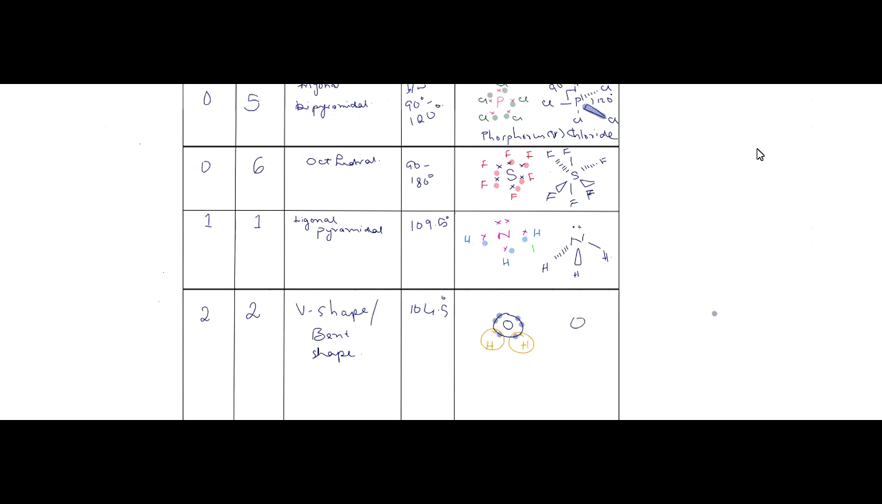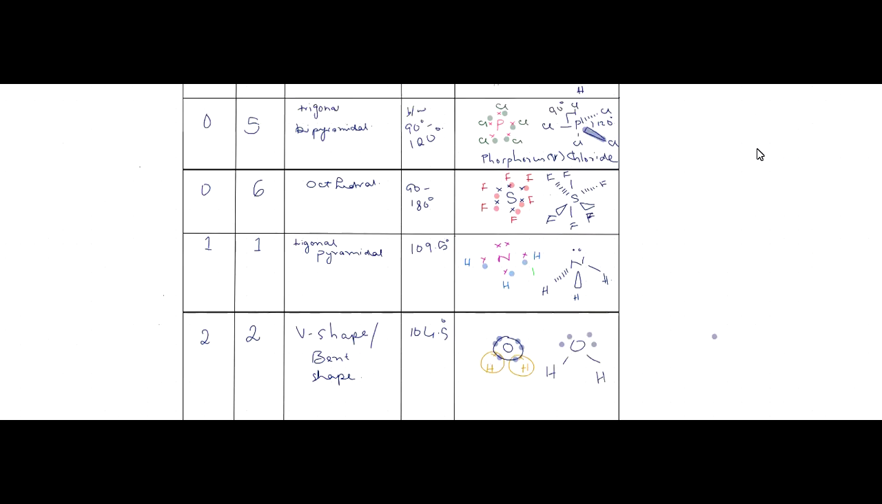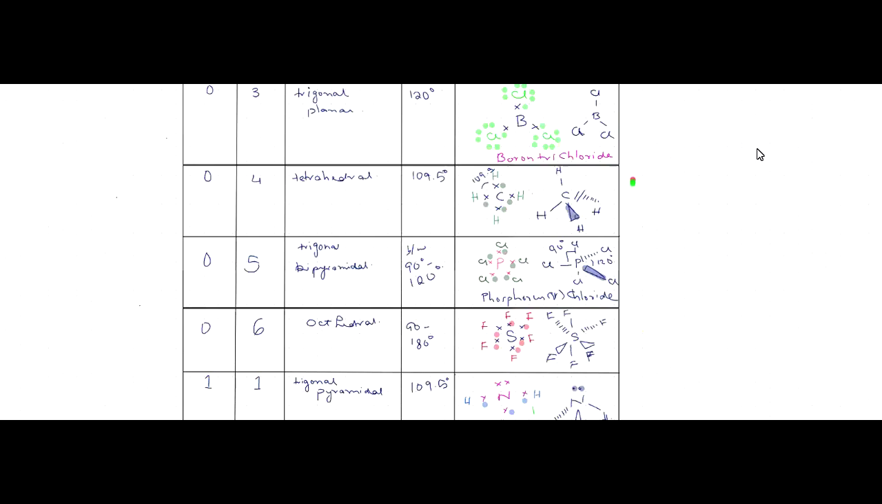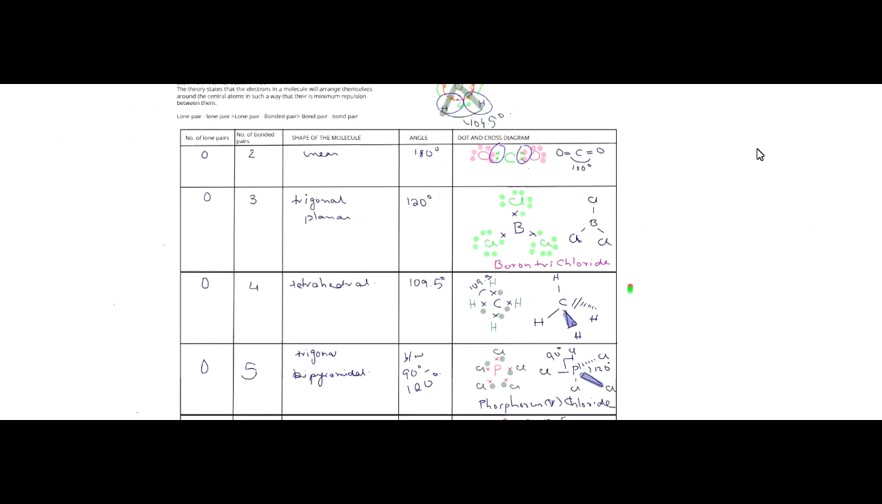In this particular case, you will be given questions where they will give you a molecule, and they will say, please tell us what is going to be the shape of the molecule and what is going to be the angle. So you are not to get worried, you just have to learn this table. You will simply draw the dot and cross diagram and then check the number of pairs around the central atom.